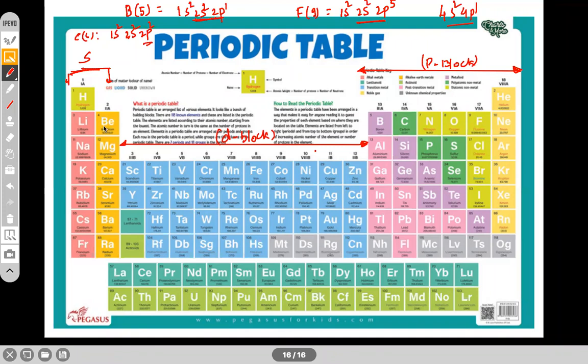Beryllium is 2s2, second period, 2s2. This would be strontium. Strontium would be 5s2, 2, 3, 4, 5. So like this, we can have an idea of the outermost electronic configuration of any element. Clear? Tell me, guys, very important. If you are comfortable with the periodic table, it is much easier for you to understand this chapter, and it helps your entire chemistry. Tell me, did you get it? All of you?